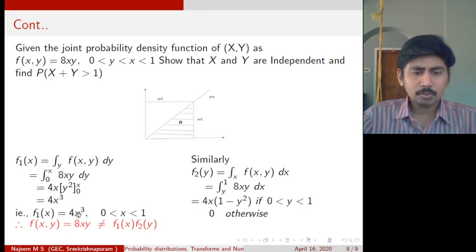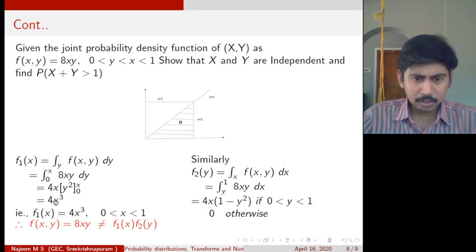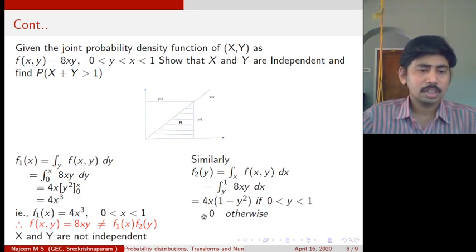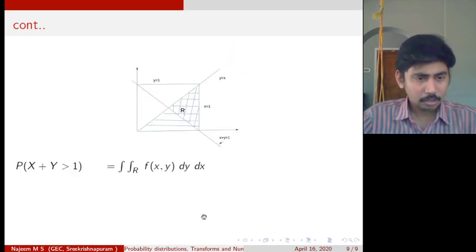So it's clear that 4x cube into 4x into 1 minus y square is not equal to 8xy, therefore f of xy is not equal to f1 of x into f2 of y. So these are not independent, x and y are not independent.